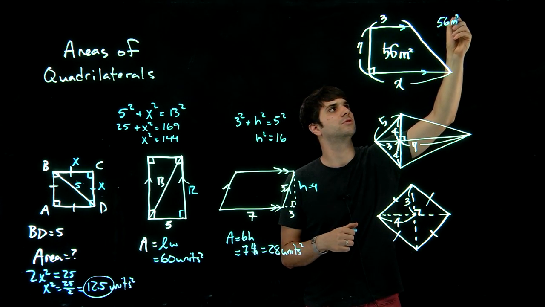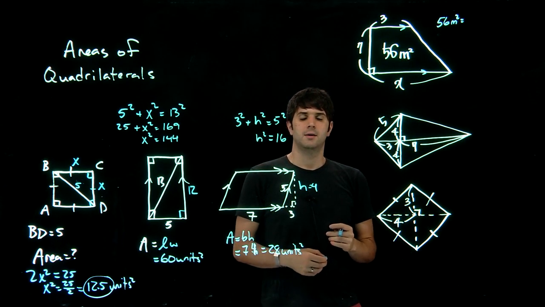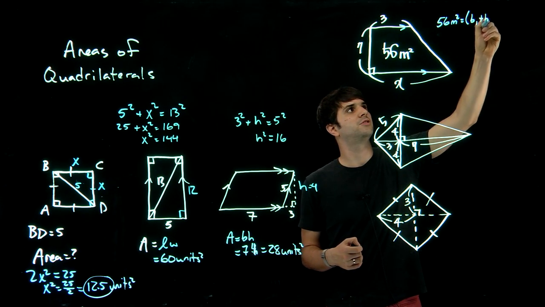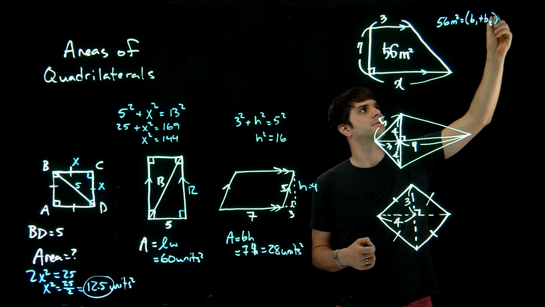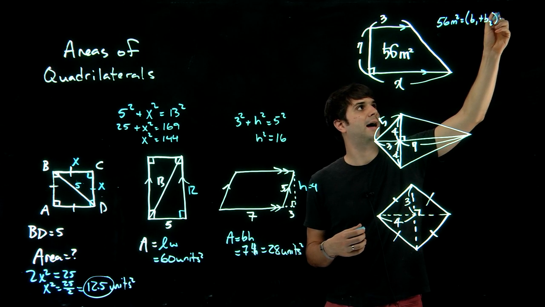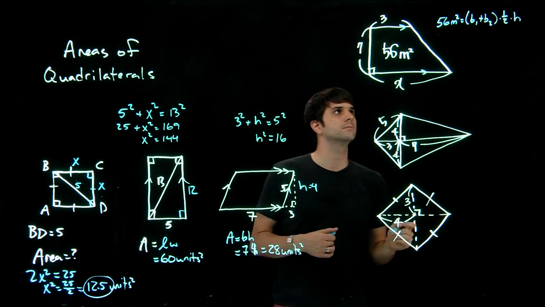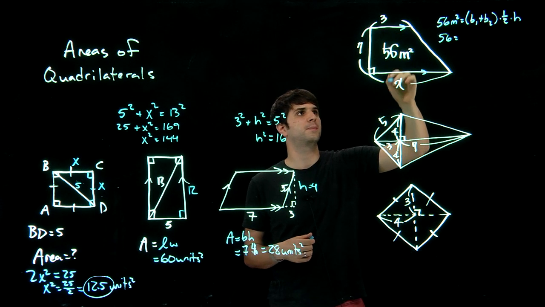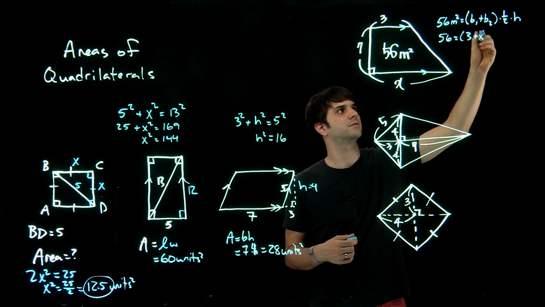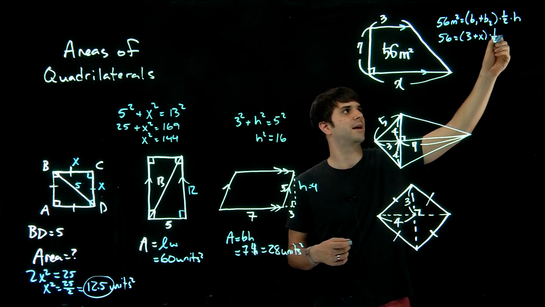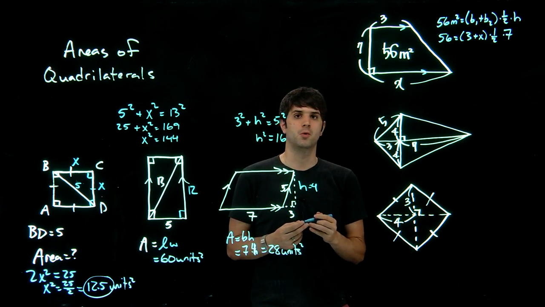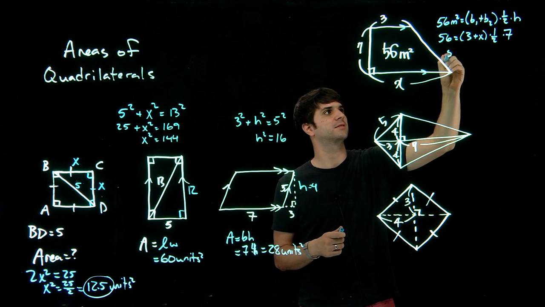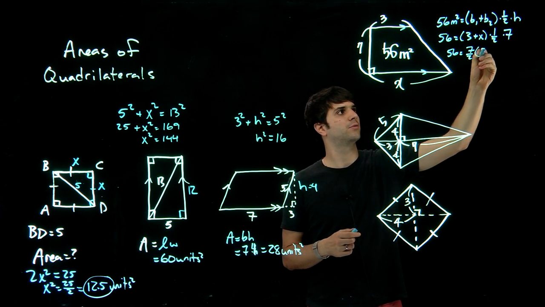56 meters squared equals, and recall the area of a trapezoid. The area of a trapezoid is base 1 plus base 2 times 1/2 times h. Okay, so what information do we have here? All right, so 56 equals base 1 plus base 2, which is 3 plus x, times 1/2 times 7. Okay, so now we just simplify. This is going to be 7 halves. So 56 equals 7 halves times 3 plus x.